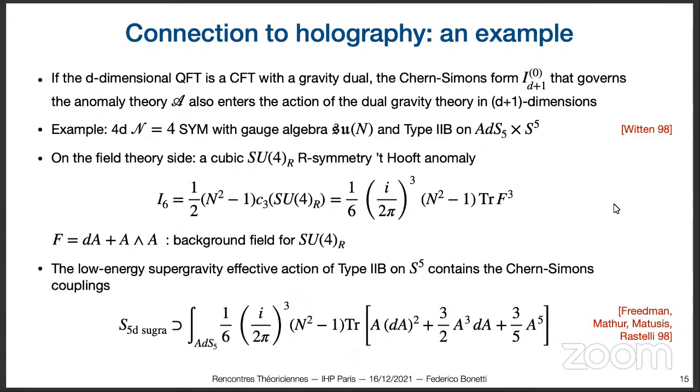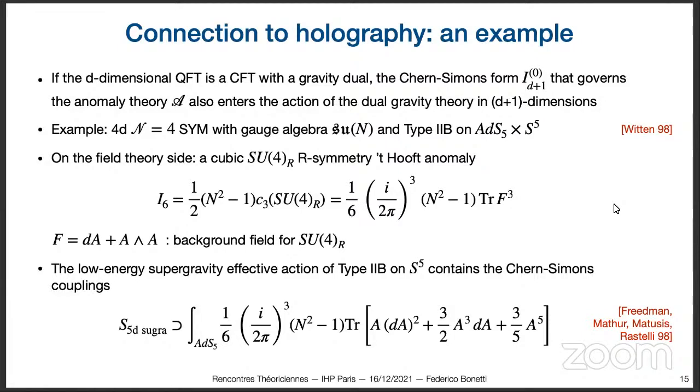If we look at the field theory, it has a 't Hooft anomaly for its SU(4)_R symmetry. It's essentially the third Chern class. Therefore the expectation from general considerations is that the anomaly theory should be, at least roughly speaking, the Chern-Simons form for this characteristic class. And indeed, the low energy effective action of type IIB on S5 does contain a Chern-Simons coupling for the SU(4) gauge fields.